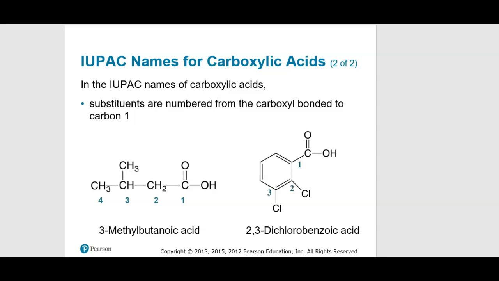Substituents are numbered from the carboxyl bonded to carbon 1. That carboxyl carbon is going to be carbon 1. And in benzoic acids, which have a benzene ring attached to a carboxyl group, the ring carbon attached to the carboxyl group is carbon 1. So you see you have 2,3-dichlorobenzoic acid there. You have 3-methylbutanoic acid.